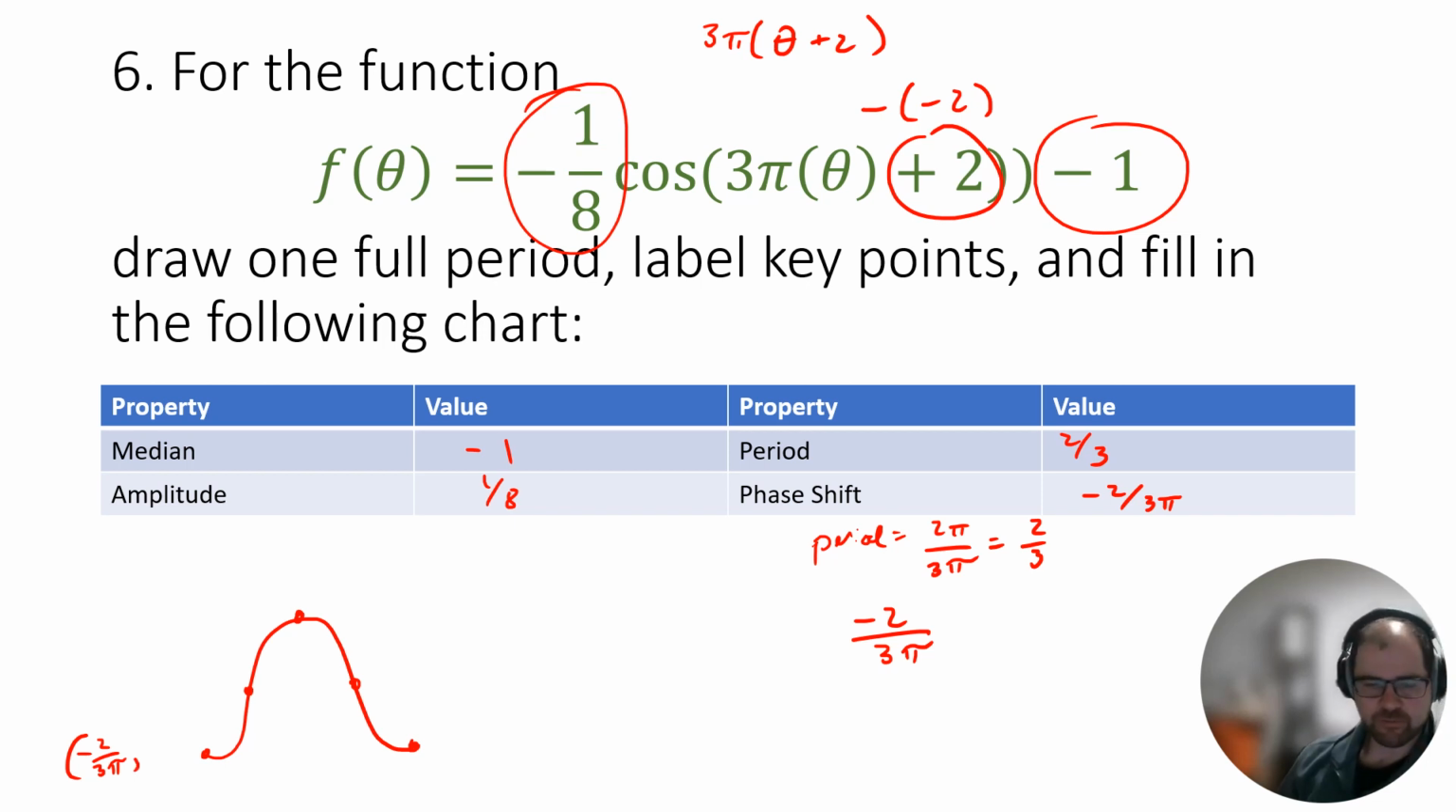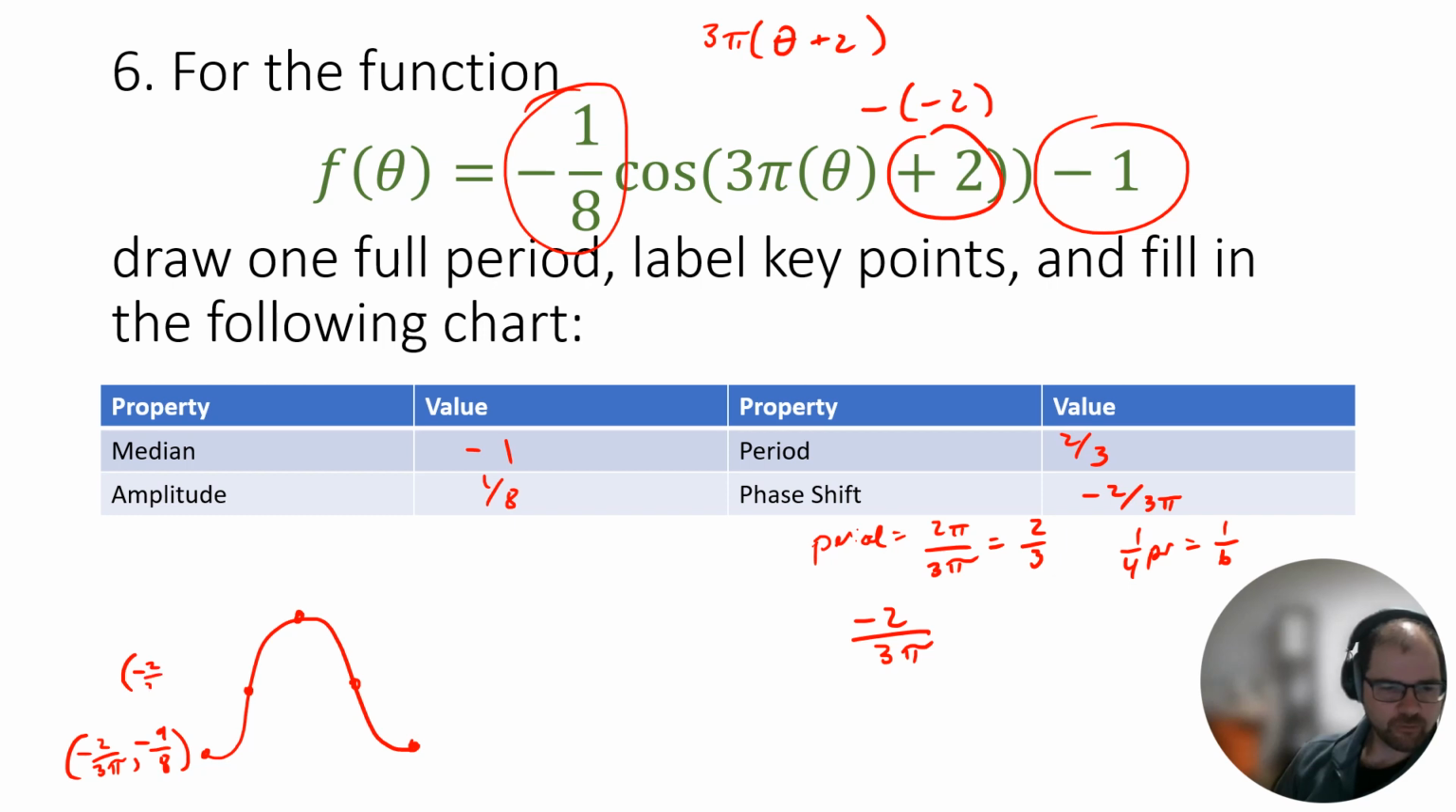Now the minimum value is going to be a median, which was minus 1. Then we need to take away an amplitude, or subtract an eighth. And negative 1 minus 1/8 is negative 9 over 8. Next, I'm going to go forward by 1 quarter period. So if a period is 2/3, then a quarter period is 2 pi times a quarter, which is just going to work out to 1/6.